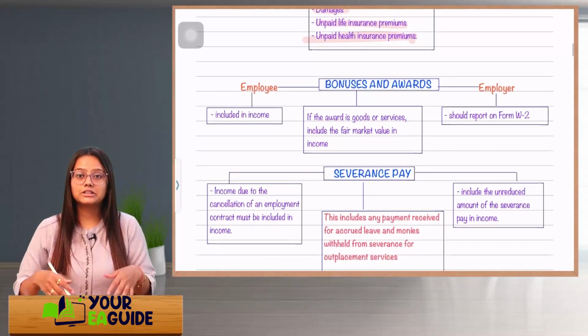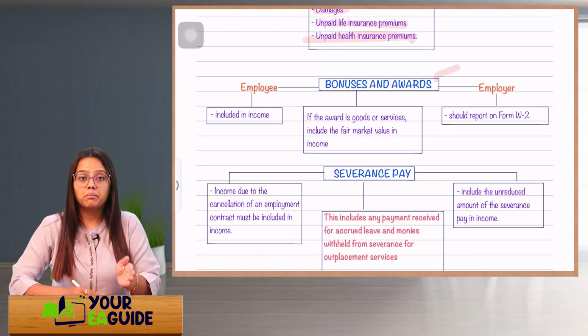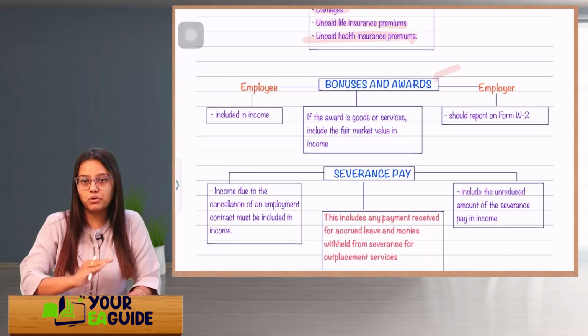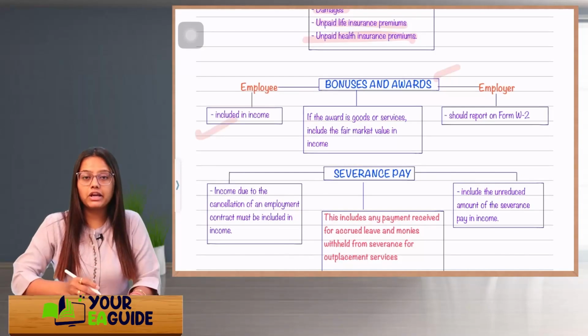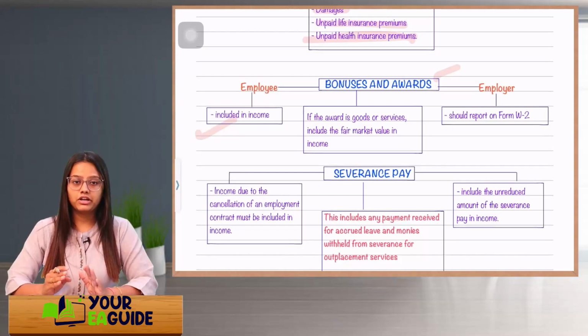Okay, next is bonuses and awards. There can be one question based on this. When an employer pays an employee some bonus or any award, it is straight away included in his income. If it's cash, straight away include the cash.